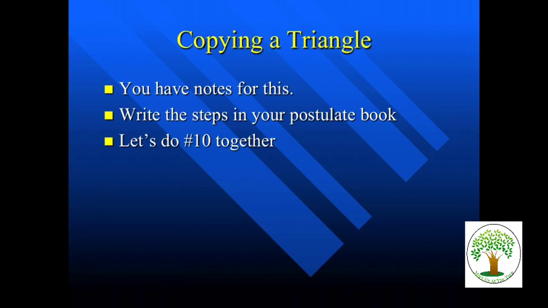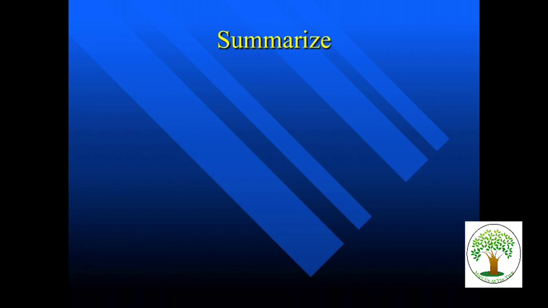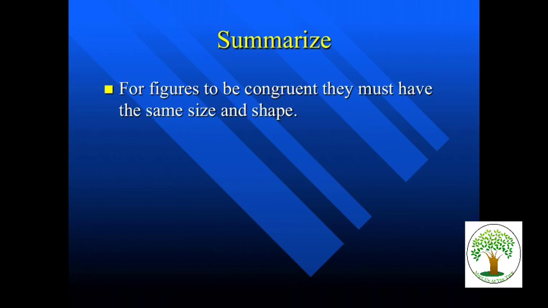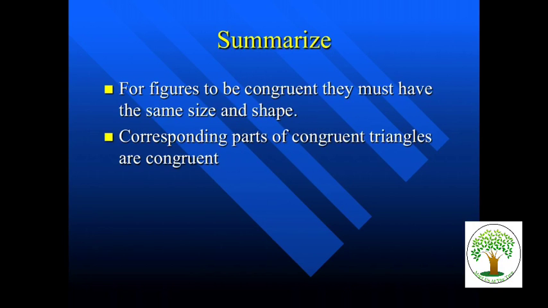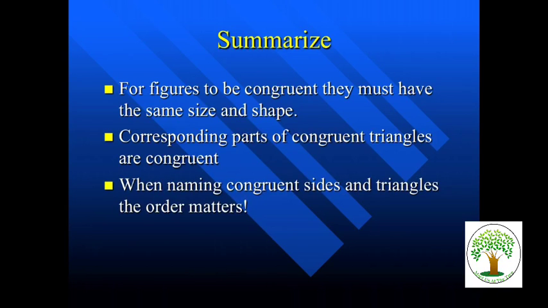I didn't explain any of this to you, but I'll post one in case you forgot. All right, here we go. Is this 4.3? We're almost there. Yes, we just summarized what we did. For figures to be congruent, they must be the same size and shape, and they must have corresponding parts congruent. Corresponding angles are congruent. Corresponding sides are congruent. And when naming your congruent triangles, the order matters. If you notice, we did no algebra or figuring out of numbers. We just named things this time and drew and copied a triangle. All right.